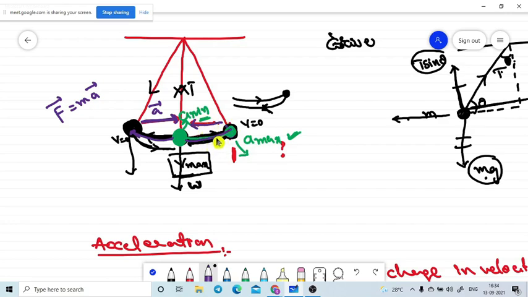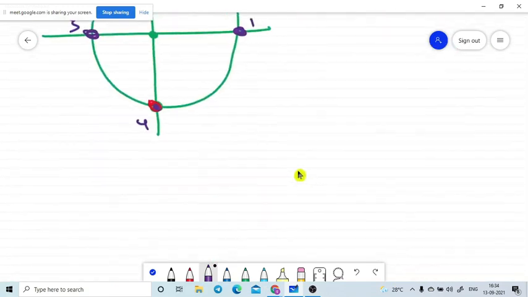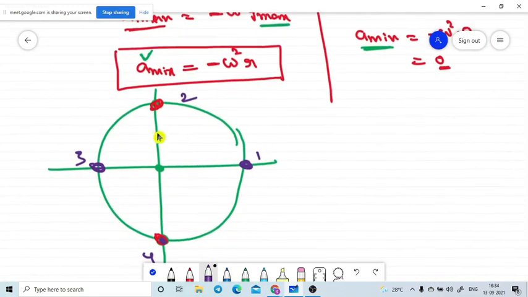Now we will move on to this another case. Here, in our present case, what is the acceleration of this point? The acceleration is acting towards the center, but the displacement is from the mean position to the maximum position. This is the displacement direction, and this is the acceleration direction. In this case also the displacement direction is like this, but the acceleration direction is like this.